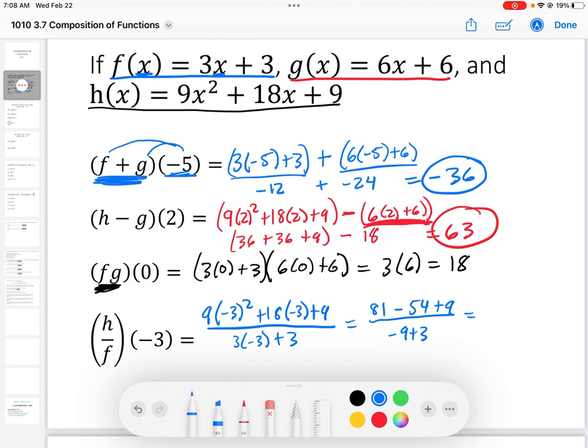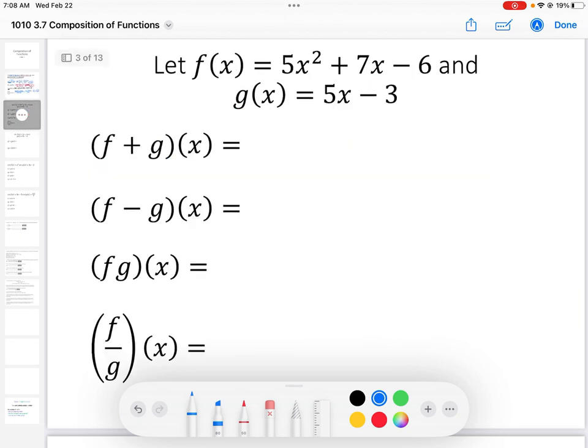If you do 90 minus 54, you're going to get 36. Divided by negative 9 plus 3 is negative 6, and this would give you negative 6. So if I made any mistakes in the simplification of this, I'm sorry, I was doing it in my head. I didn't have my calculator nearby. But based on my calculations, I think the output would be negative 6. So that's how you can add and subtract and multiply and divide functions.